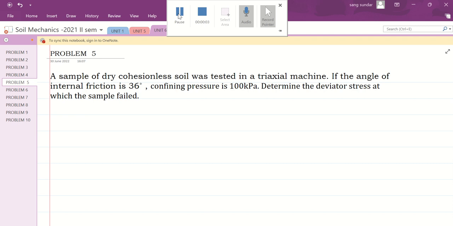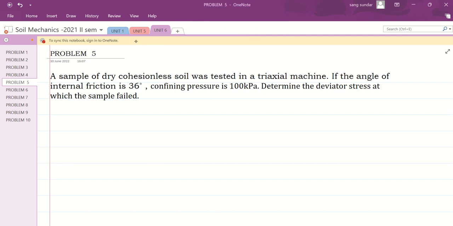Hello. Now we are going to discuss the remaining problems as a part of our regular class session. Four problems were discussed. Now we'll see the remaining five problems. So the question is here.